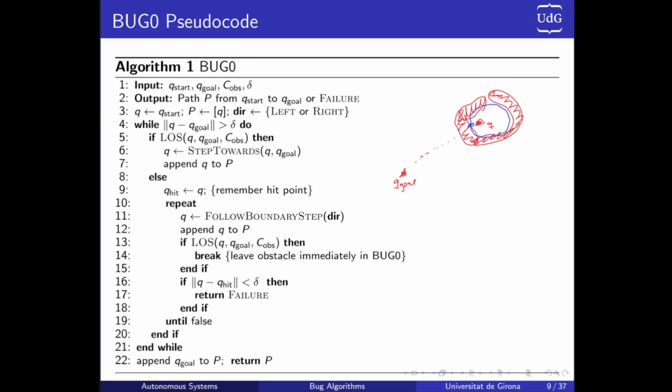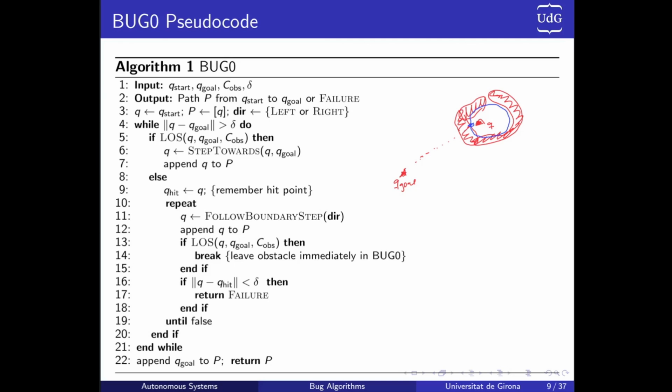making loops here. And then we just remember this position, this blue dot here, which is the hit position, and then we start following the boundary in a specific direction for a specific step. Okay, the step probably will be the same distance that we use here in the step towards, and the direction then can be left or right. Here I turn left. You can imagine that is left, but it could be right. It's exactly the same. Every time that we start following the direction, we append the new position to Q.